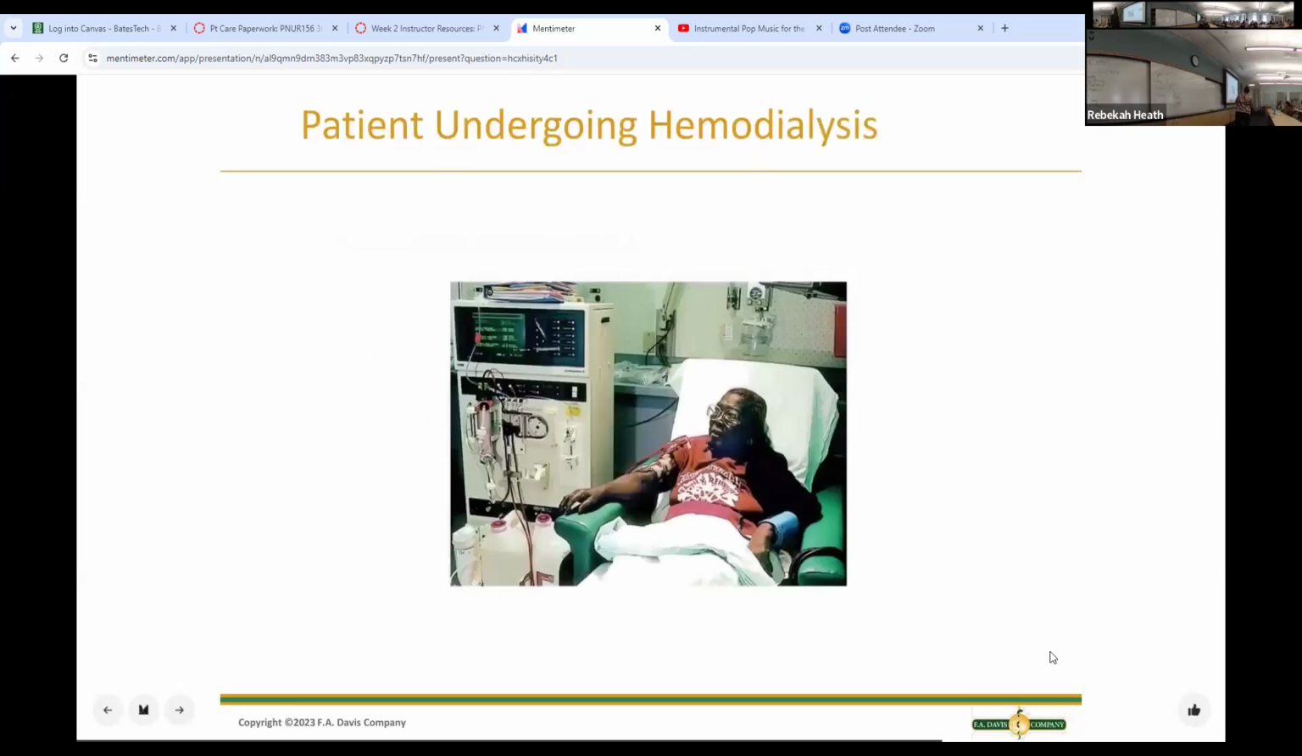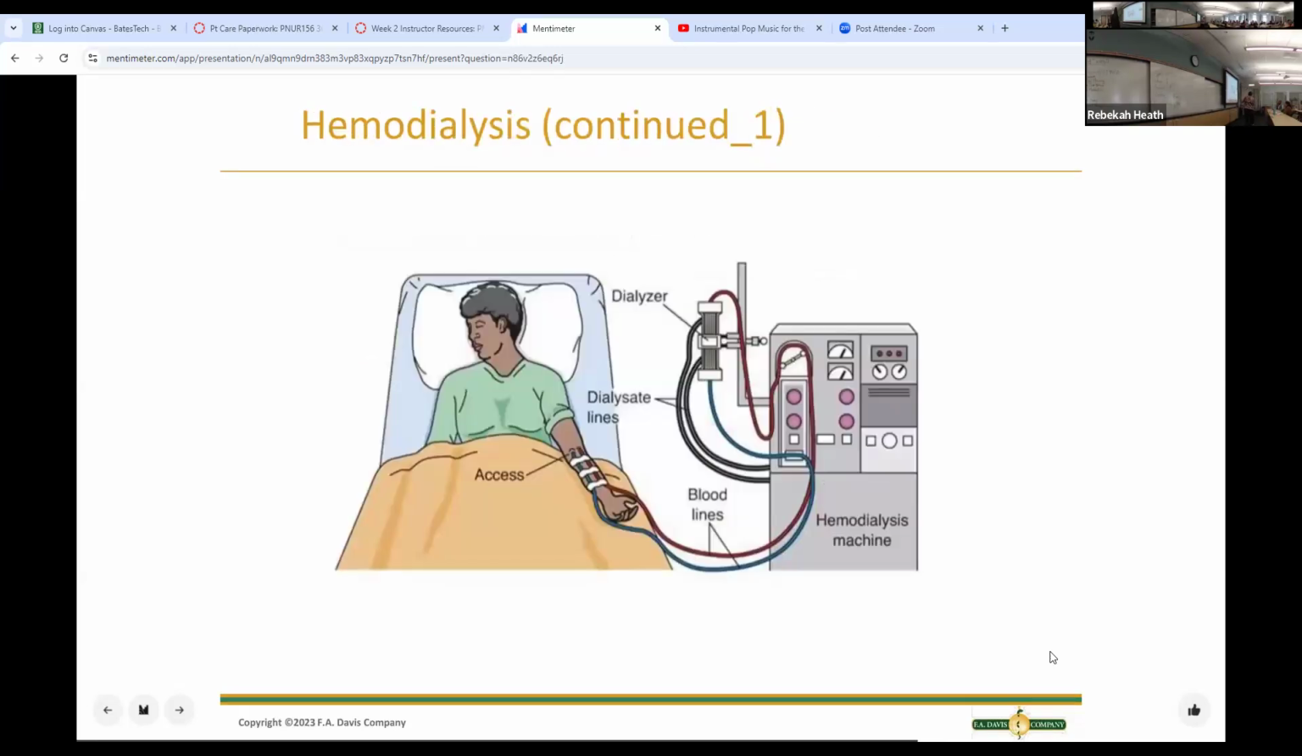Now, this shows this patient how there's one line coming in, one line going out.